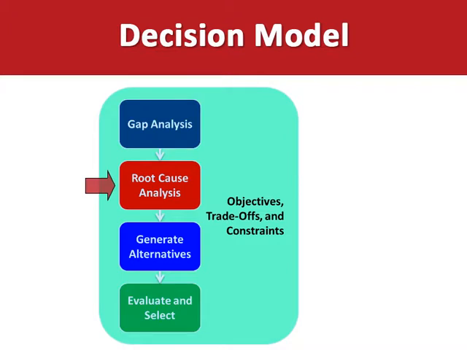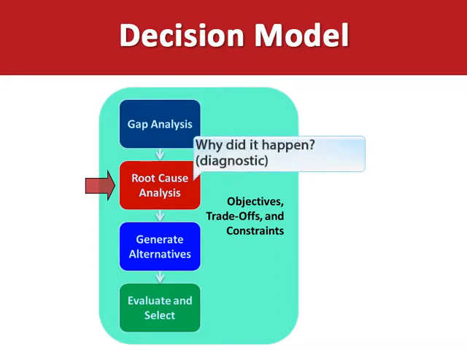The next step of the model is root cause analysis. So this is very similar to the diagnostic element of the Gartner model. Why did something happen? What are its underlying root causes? And it should make sense to you that you can't really solve a problem or go off and make decisions until you understand or have at least some sense of what these root causes are.